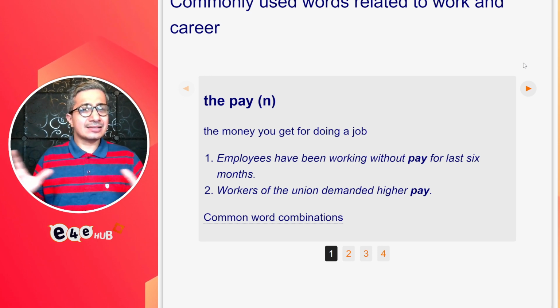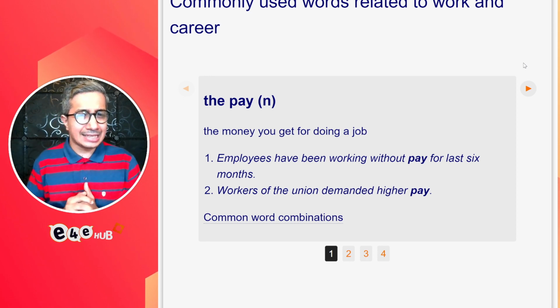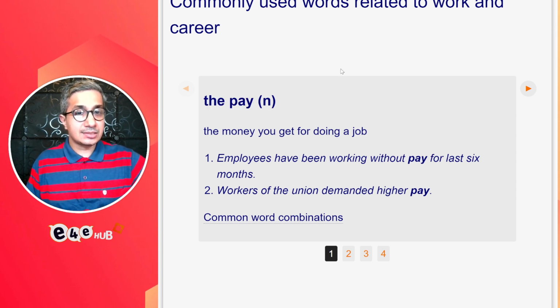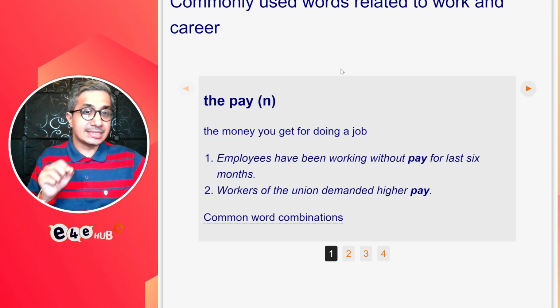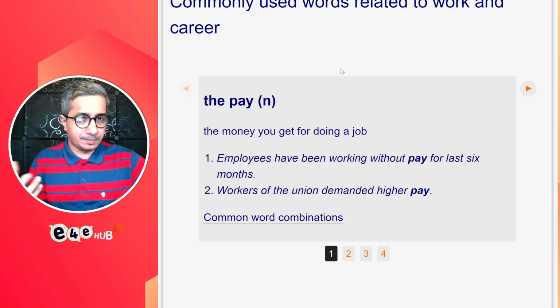The easiest of all the words that we looked at is the pay. Mind you, this is not a verb. The verb would be to pay or get paid. This is the pay, meaning the salary or the money that you get for doing a certain job.